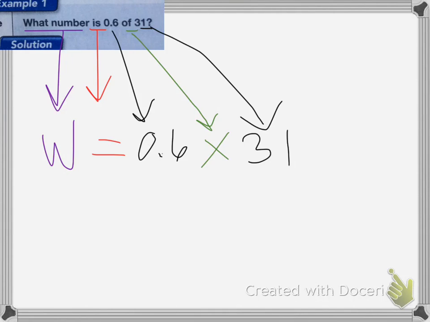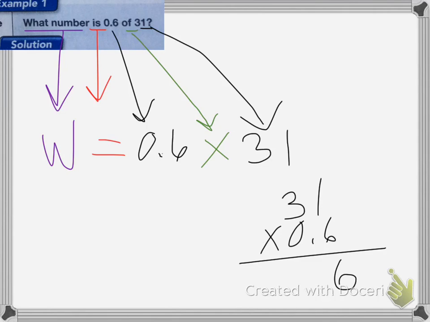So if I do 31 times 0.6, remember we ignore the decimal. 6 times 1 is 6. 6 times 3 is 18. Okay. Now I count how many decimal places I have. I have 1, so move the decimal over 1. So the answer is 18.6.